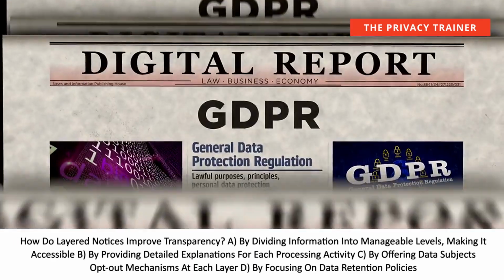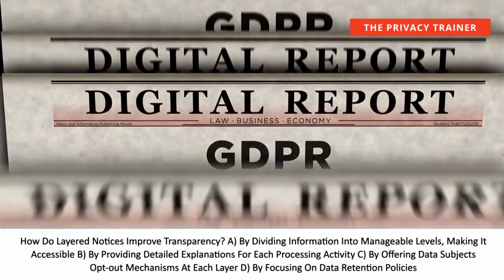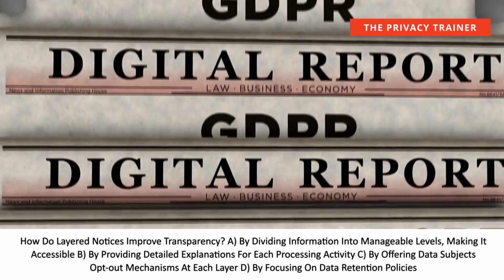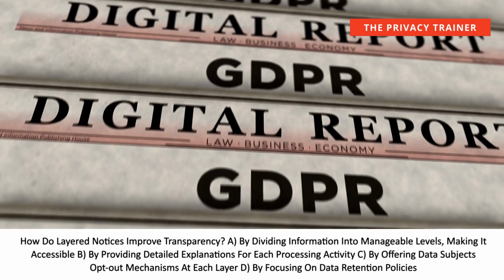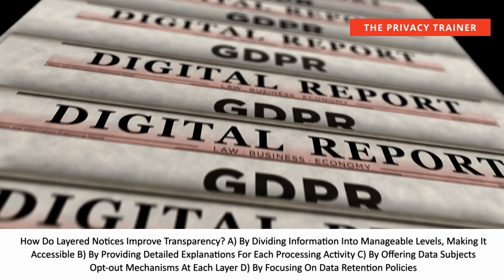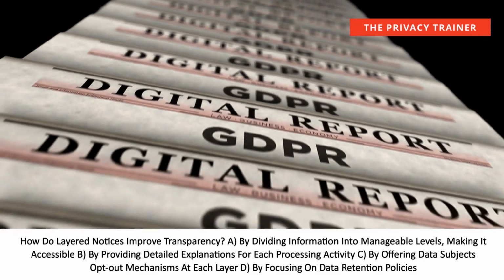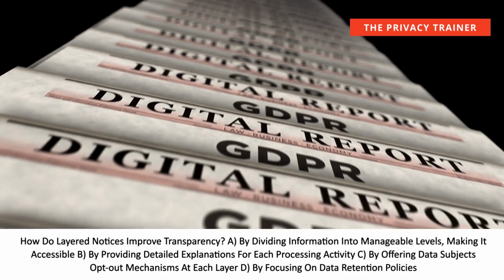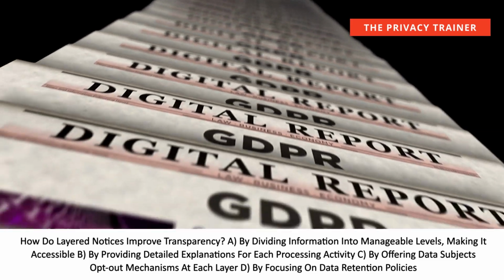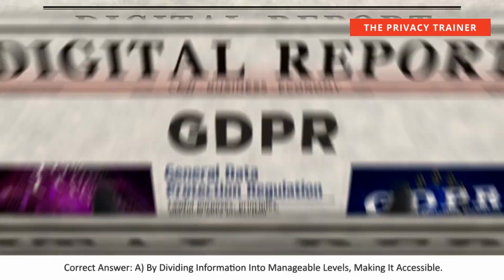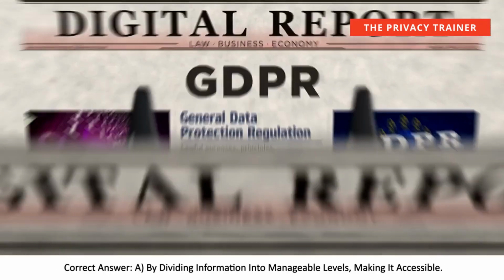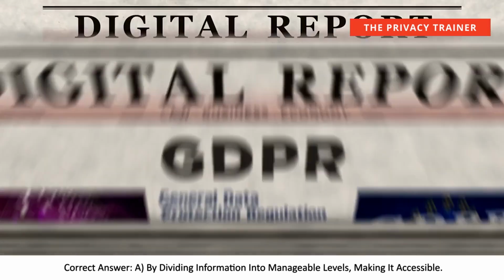How do layered notices improve transparency? A. By dividing information into manageable levels, making it accessible. B. By providing detailed explanations for each processing activity. C. By offering data subjects opt-out mechanisms at each layer. D. By focusing on data retention policies. Correct answer, A. By dividing information into manageable levels, making it accessible.